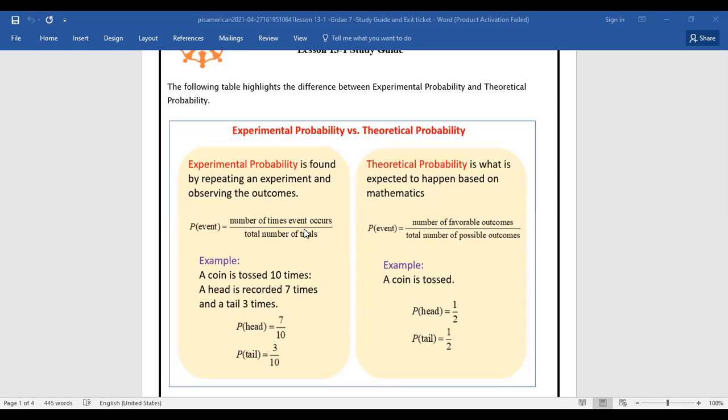the outcomes. So the probability for any event will be the number of times the event occurs over the total number of trials. Example: a coin is tossed 10 times. If anyone is going to toss a coin, do you know the outcome before you toss the coin? I will repeat my question again. Before you toss a coin, will you know if the coin will land on head or tail? No, you don't know, right?